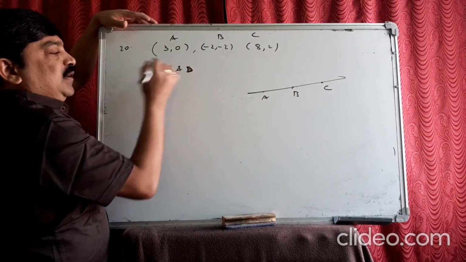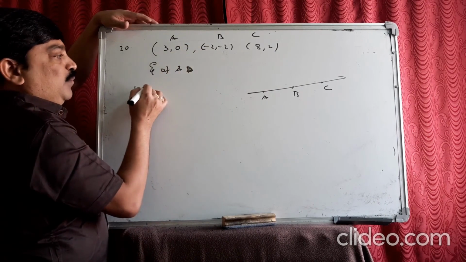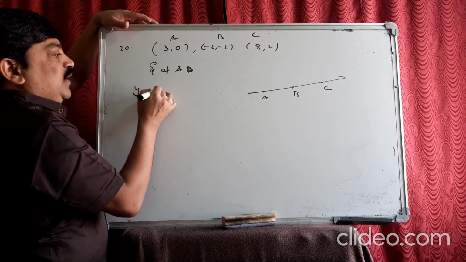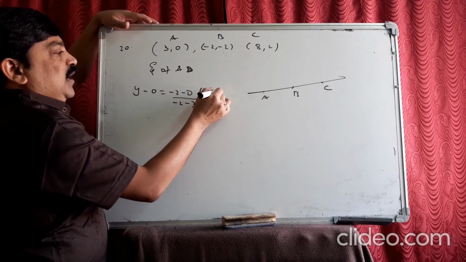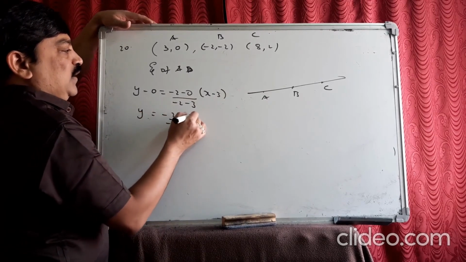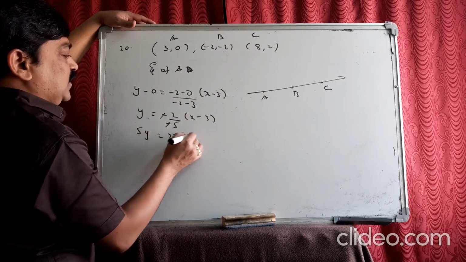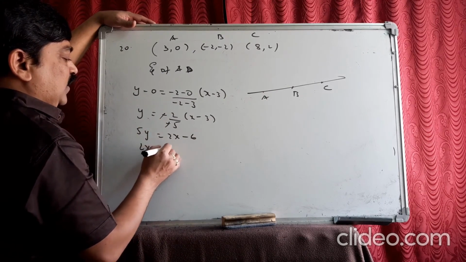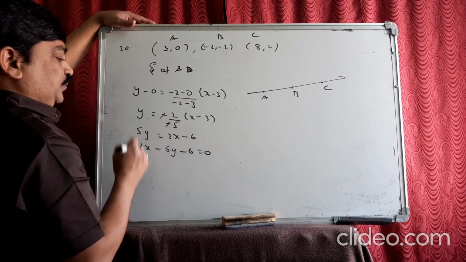Equation of AB: I am applying the two-point form, y - y1 = ((y2 - y1)/(x2 - x1))(x - x1). So y = (-2/-5)(x - 3). It becomes 5y = 2x - 6, that is, 2x - 5y - 6 = 0.